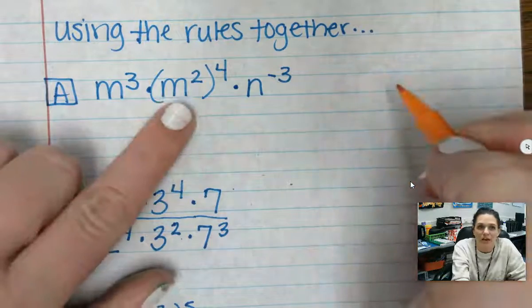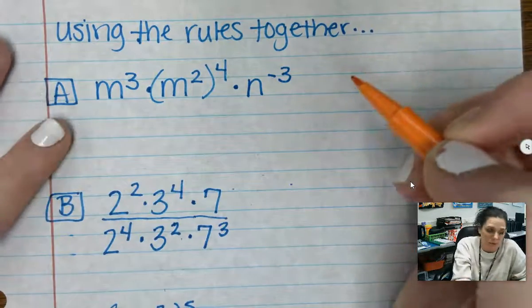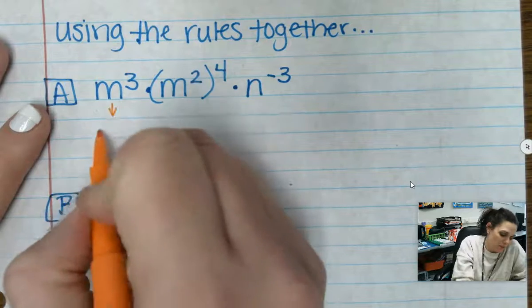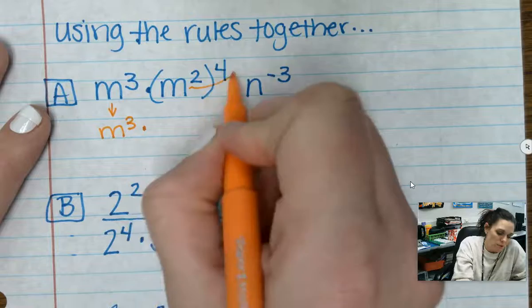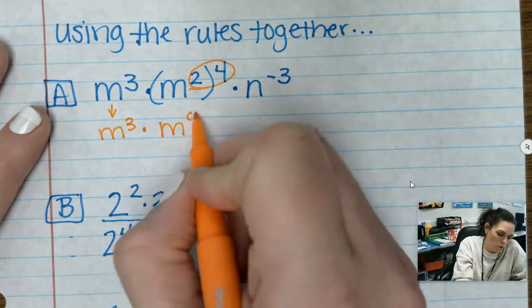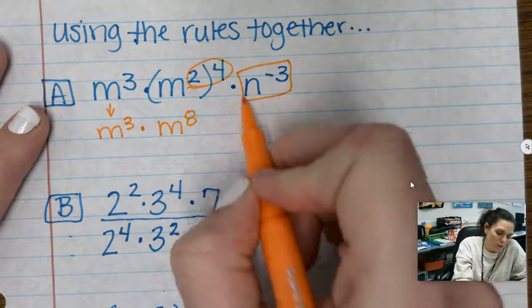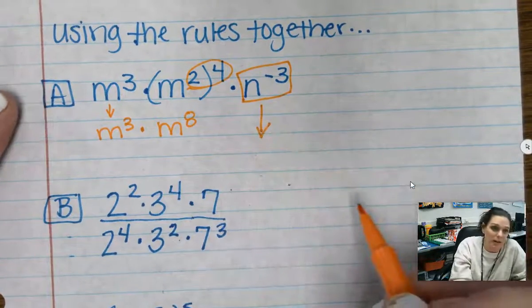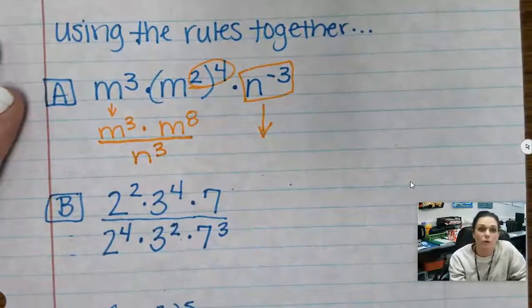I could also take care of this product of powers as well. And I can actually do it both in one step. So I'm going to bring down this m to the 3rd because he's got nothing to do. We have m squared to the 4th, which is going to become m to the, so this is 2 times 4, which is 8. And our n to the negative 3, well, he needs to drop because he's negative. So he's going to end up coming into the denominator and becoming n to the 3.